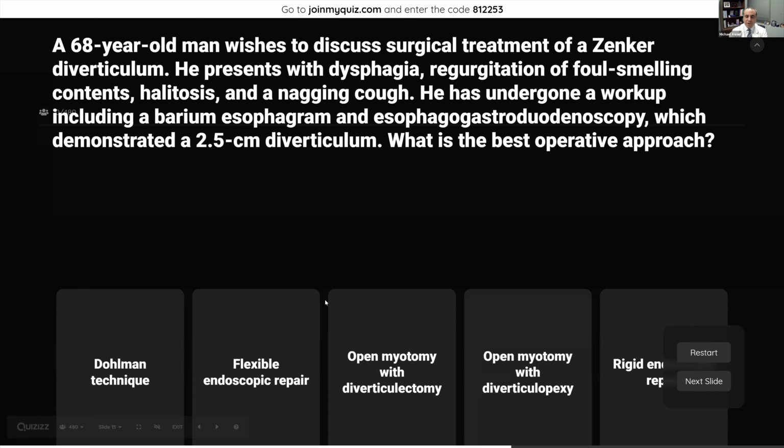Flexible endoscopic repair has the same concerns. For open approaches, myotomy is generally sufficient for small diverticula less than 2 centimeters. In cases of a persistent sac, such as greater than 5 centimeters, excision of the sac is indicated. So that would be a diverticulectomy. But when it's small like this, a diverticulopexy can be performed to prevent entry of food and secretions. Of course, a myotomy is something you always want to do. You have to treat the underlying cause for the diverticulum, and that is the division of the cricopharyngeus muscle.